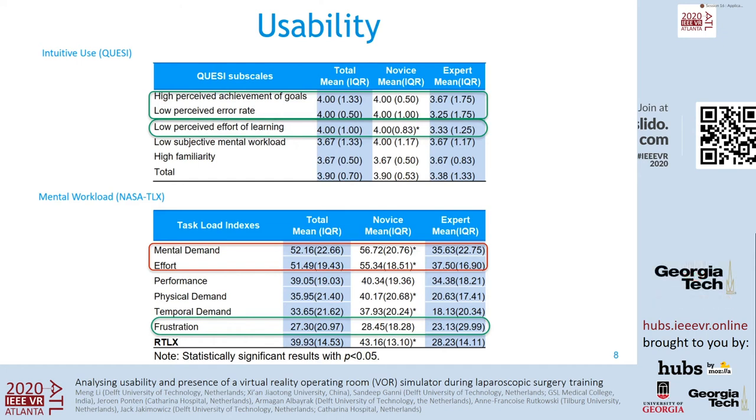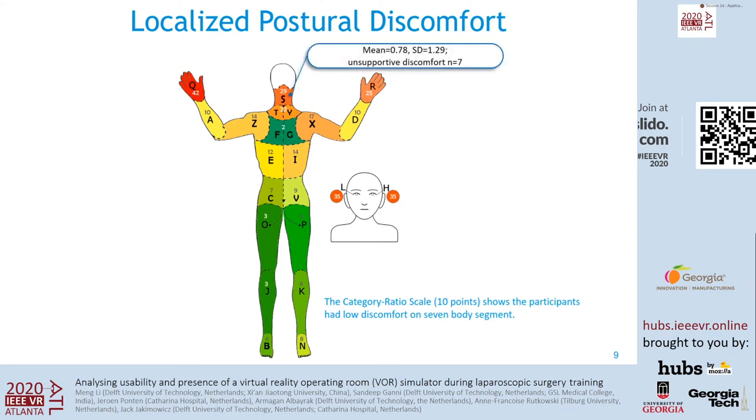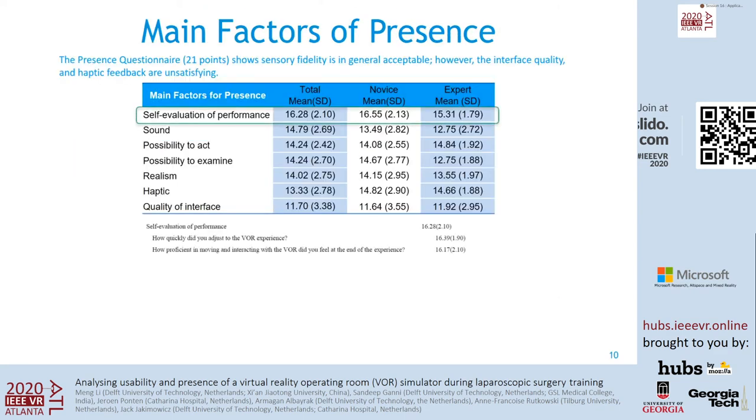The difference between the novices and the experts is that novices have higher mental demand, effort, physical demand, and temporal demand than the experts. For localized postural discomfort, we can see that the participants only experienced little discomfort on 7 body segments. For the unsupportive discomfort, we categorized ratings of more than 2 points according to the ISO standard, and we found the left hand, the neck, and both eyes experienced this kind of discomfort.